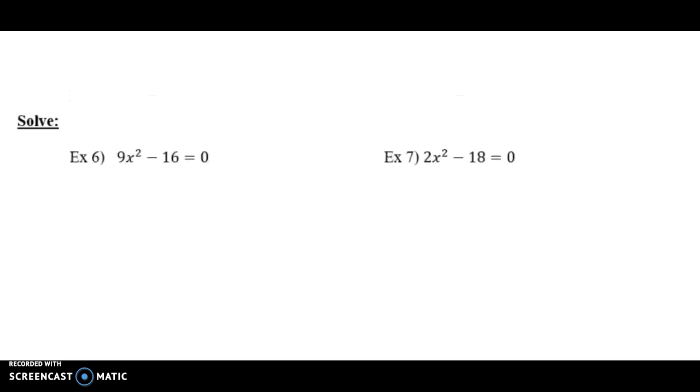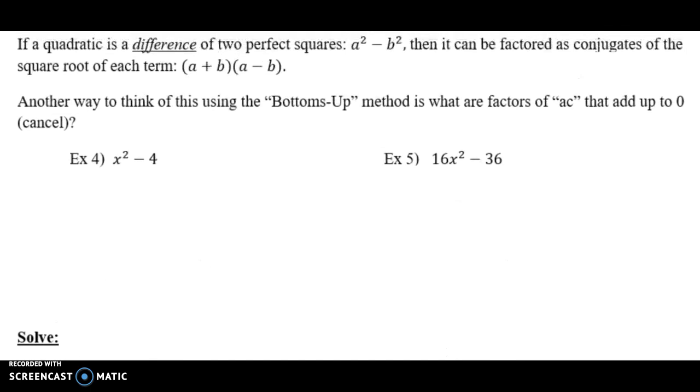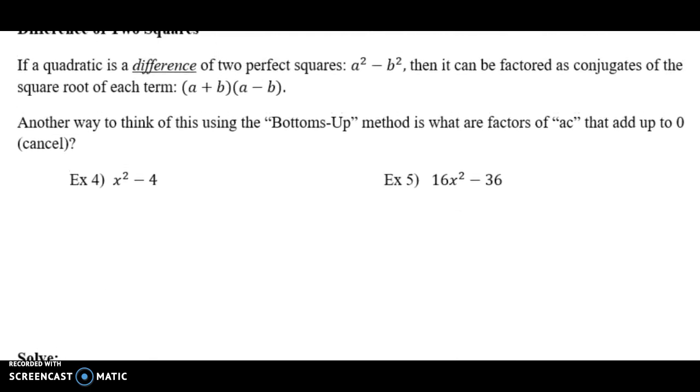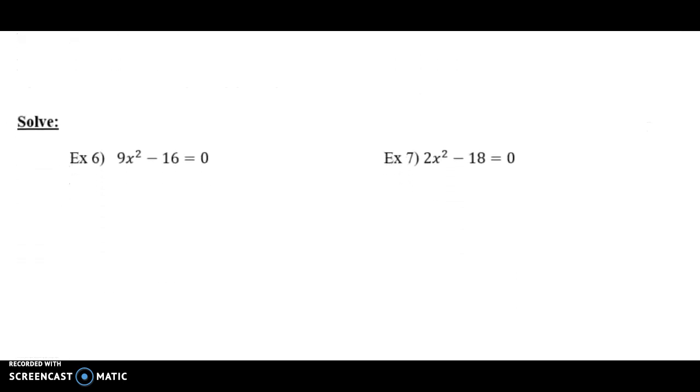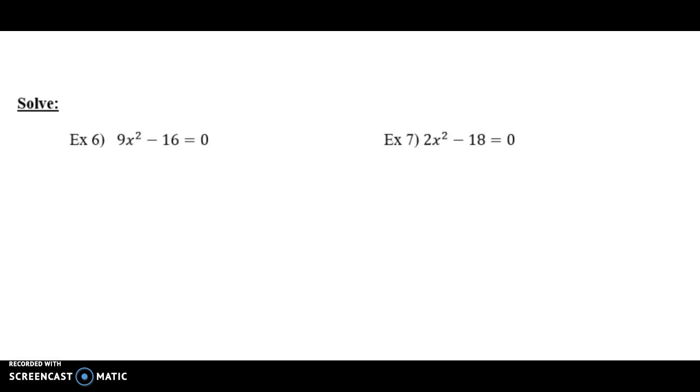You guys remember our shortcut? It's called the difference of two perfect squares. What does difference mean? Subtract. What's a perfect square? A number times itself is that number. So what times what is 9? 3. What times what is x squared? x. What times what is 16? 4.